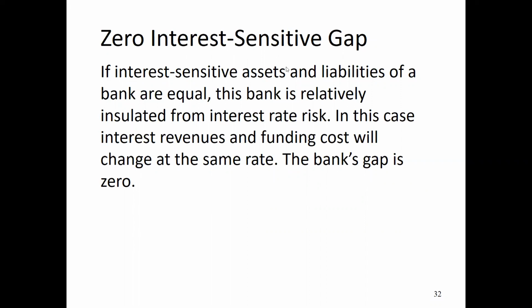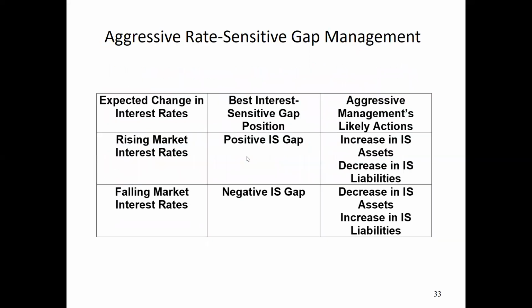Zero interest sensitive gap: if interest sensitive assets and liabilities of the bank are equal, the bank is relatively insulated from interest rate risk. In that case, interest revenue and funding costs will change at the same rate, and the bank's gap is zero. So this is a kind of aggressive rate sensitive gap management.